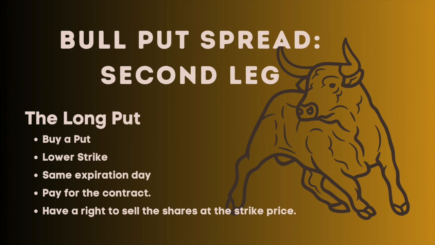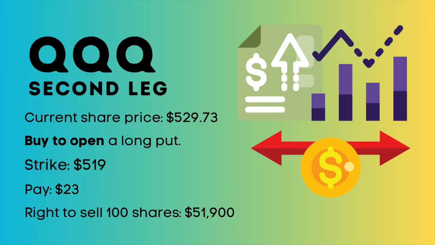This second leg acts as insurance, limiting your risk if the stock price drops significantly. You pay a premium for this protection. The second leg of my trade on QQQ is a $519 put. This time, instead of selling the put, I buy it, and I pay $23 for it. Now I have just bought the right to require someone else to pay me $51,900 for 100 shares of QQQ.